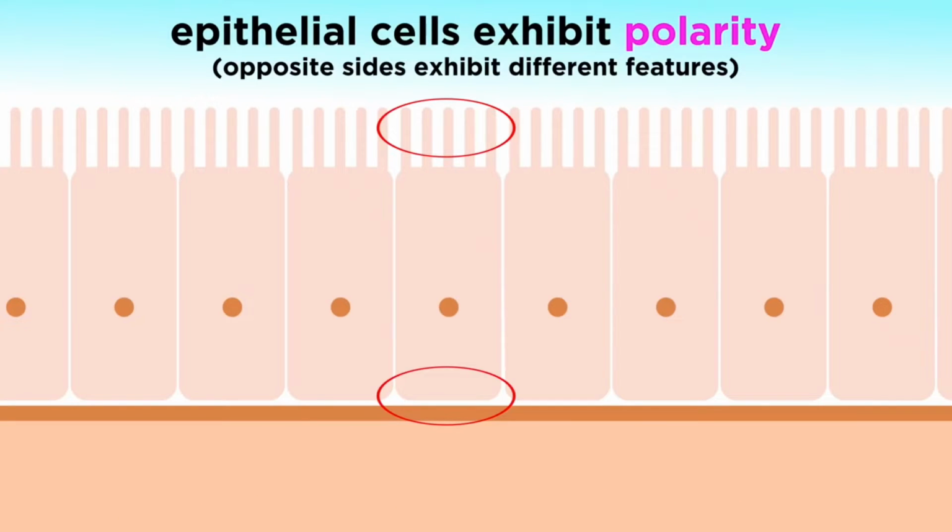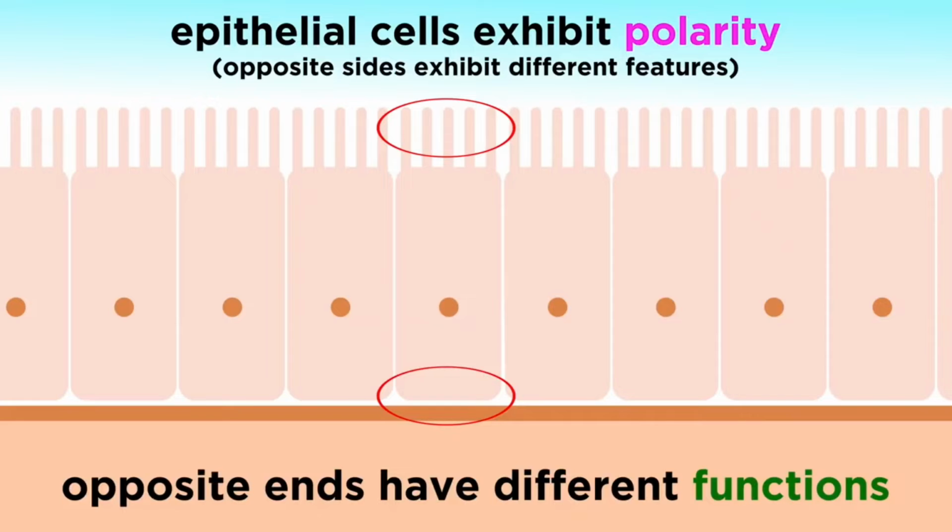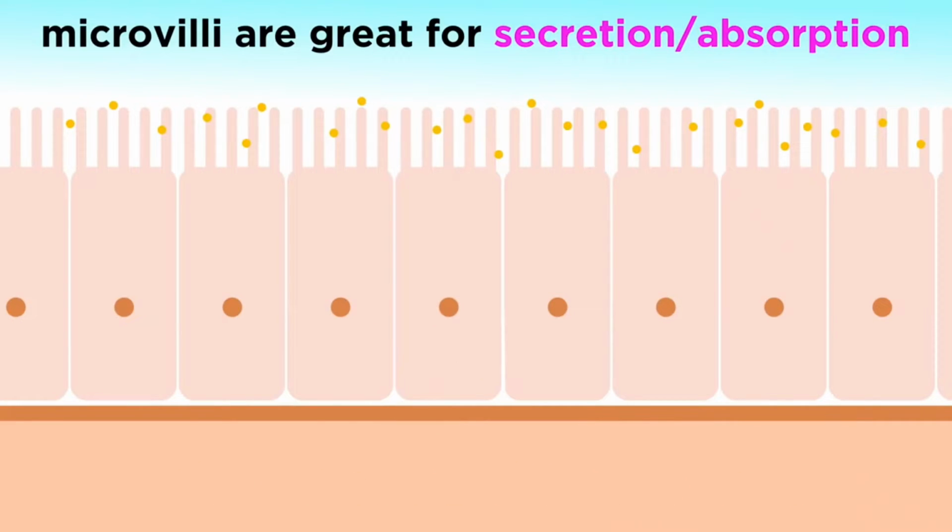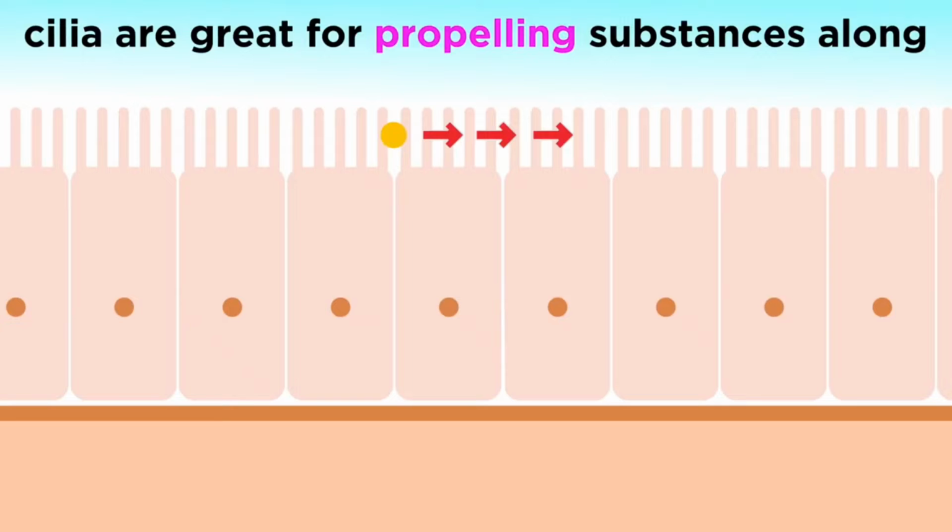Because the two opposite sides of the cell have different features, we say that epithelial cells exhibit polarity. These features also exhibit different functionality. Microvilli enhance certain cells' ability to either secrete or absorb substances, while other cells may have cilia lining the apical surface, which are hair-like structures that propel substances along.